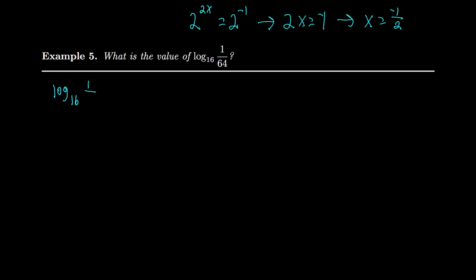Log base 16 of 1 over 64. Okay, so clearly, since the base is bigger than the number that you're taking the logarithm of, you should get a negative answer because you have to go back in time. Think about our last example. We're going to set this thing equal to x, or j, or k, or a. I don't care what you set it equal to. And we're going to solve it.